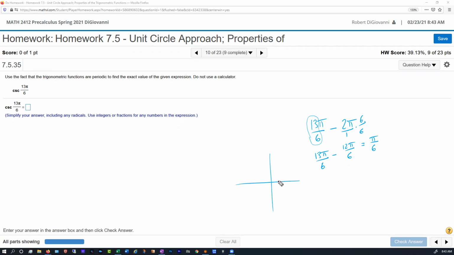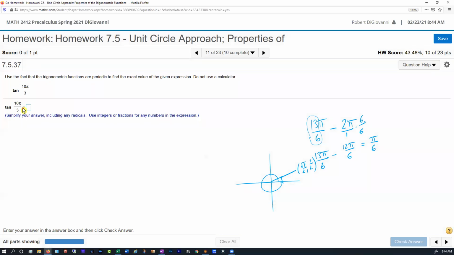So it's like I do a full rotation, and then I go just an additional pi over 6, which puts me here. That's root 3 over 2, 1/2. And I'm looking for cosecant, which is the reciprocal of sine. Sine is the y-coordinate, which is 1/2. So I flip 1/2 over, and I should just have 2.